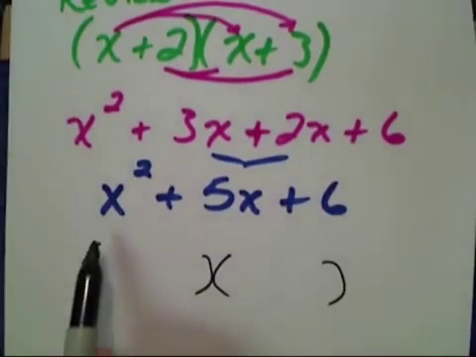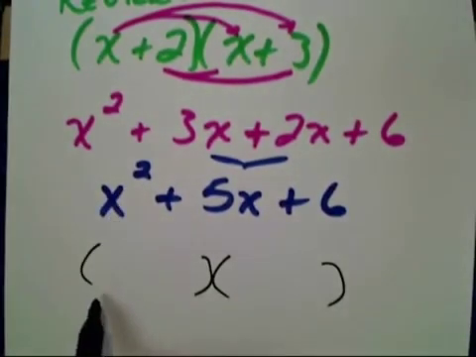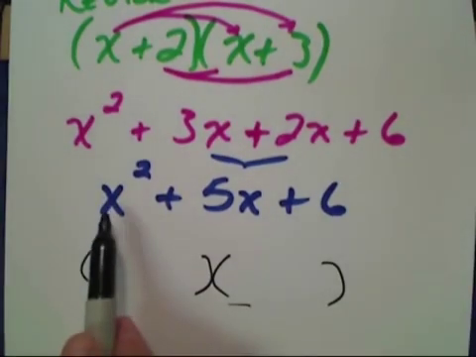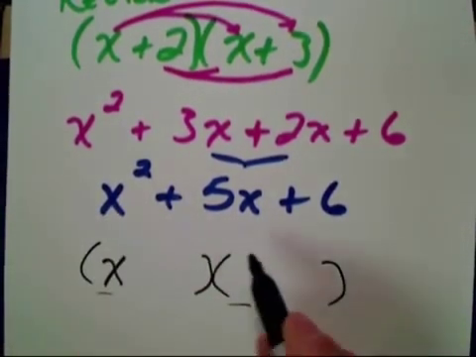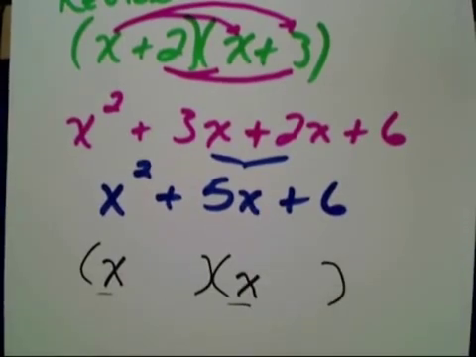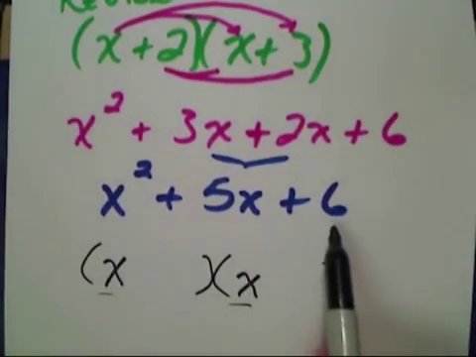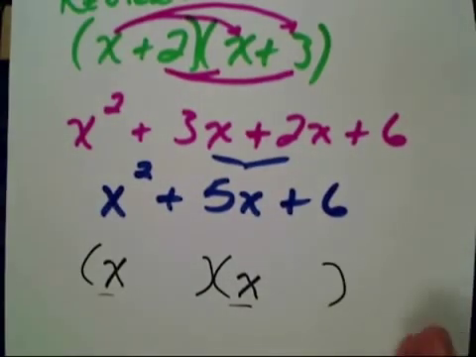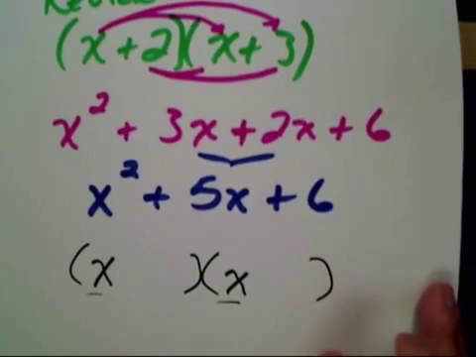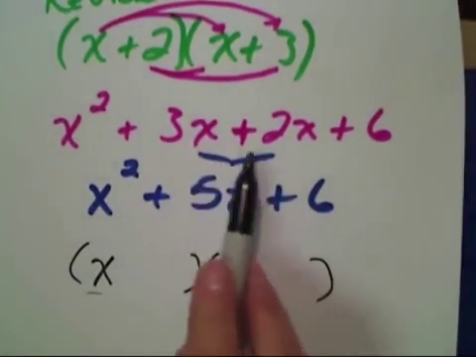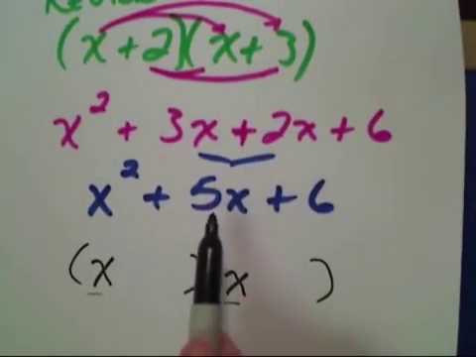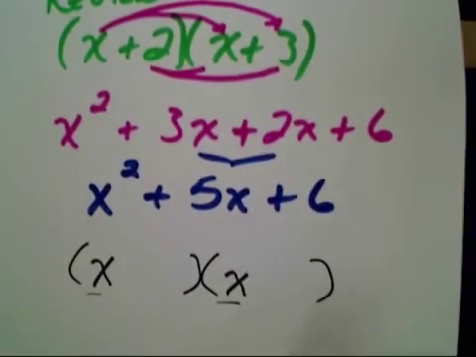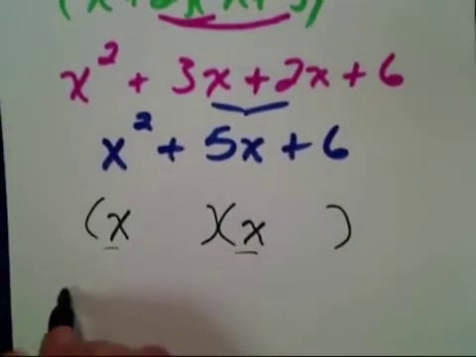Now once again, we never had any like terms with the x squared, so the first terms of your binomials will multiply to get you x squared. So we'll always go back to x times x. The last two numbers in your binomials multiply to your 6. So we need two numbers that multiply to 6. But at the same time, when we combine them, remember, they had to add to 5. So we're looking for two numbers that multiply to 6 and add to 5.